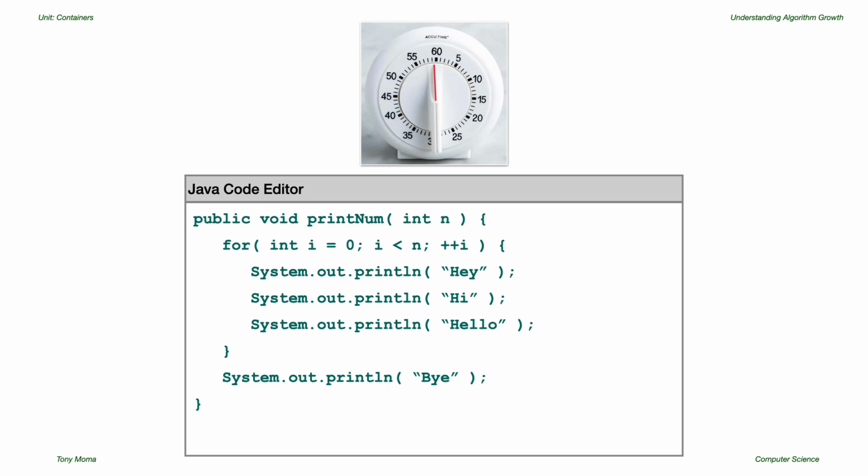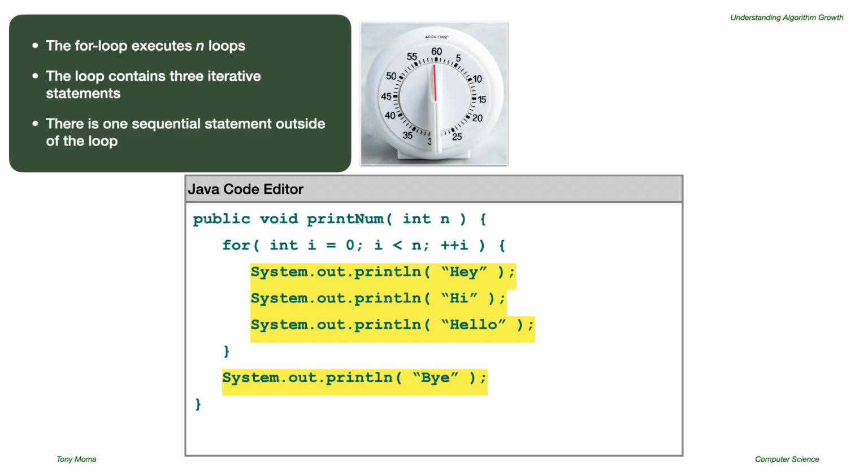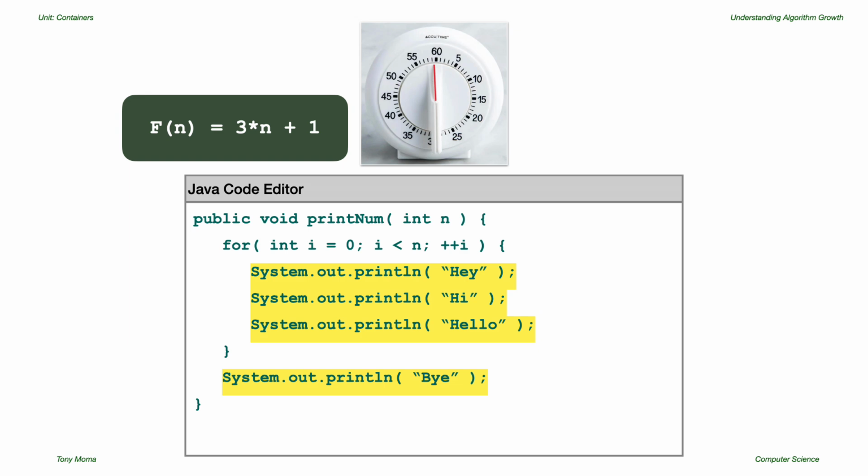Next example. Here we have another for loop that contains 3 statements, but also there's another sequential statement outside of the for loop. How do we count it? Well, let's first count the for loop. We know the for loop executes n loops, and we know the loop contains 3 iterative statements. Thus, the number of executed statements within that for loop will be 3 times n. Then, on top of that, we know there is 1 sequential statement outside of the loop that'll be executed only once. Put those together, the total runtime, 3 times n plus 1.